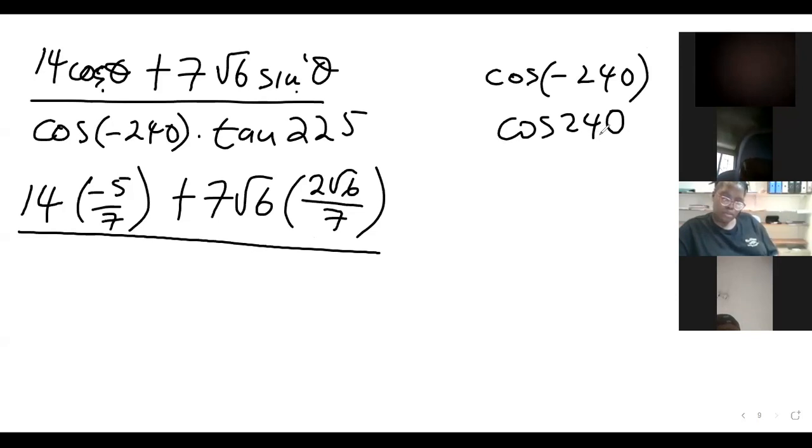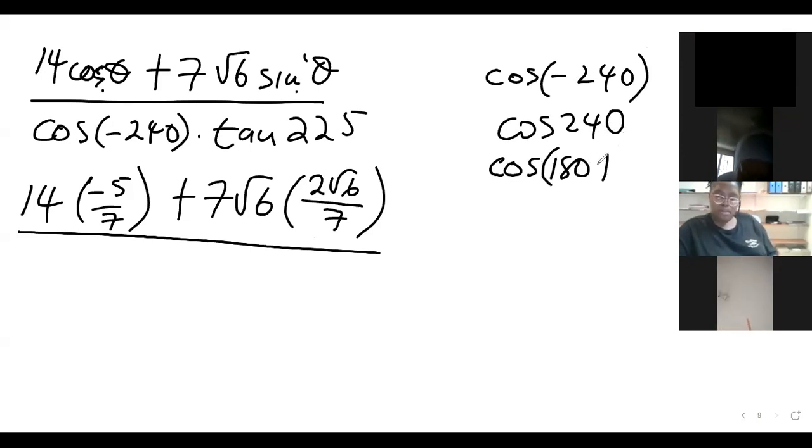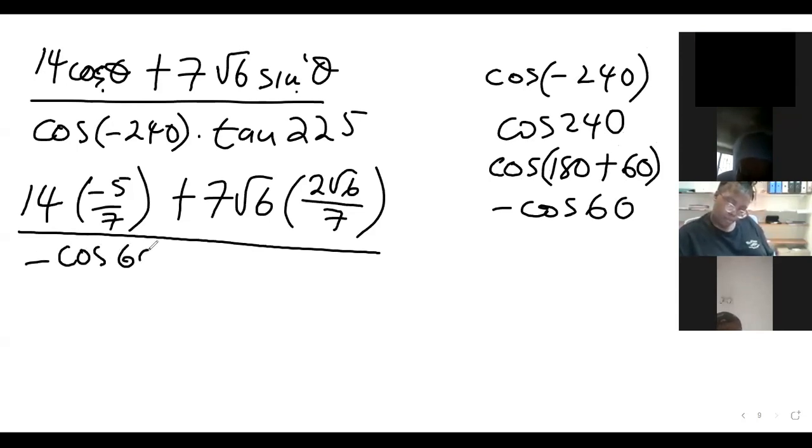But 240 is which quadrant? Remember, the number should drive you to the quadrant. Then you check whether the function is positive or negative. 240 is third quadrant. How do you represent the third quadrant? It's cos of 180 plus 60. But I know cos is negative on the third. So this is negative cos 60.